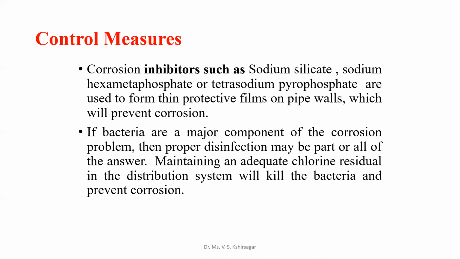Okay, control measures. Corrosion inhibitors are sodium silicate and sodium hexametaphosphate or tetrasodium pyrophosphate. The objective of this is to create a thin film from inside, which will prevent the corrosion. And if there is corrosion due to bacteria, we need to go for disinfection of the water. Then the sentence mentioned here is the maintenance of corrosion.